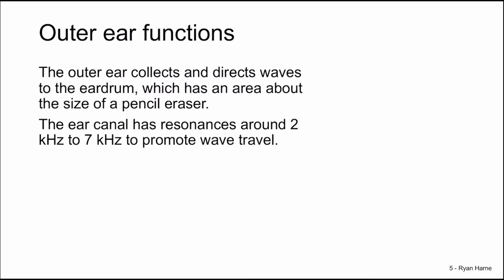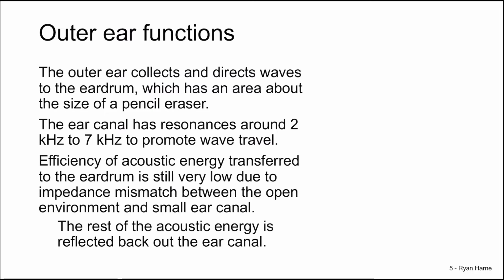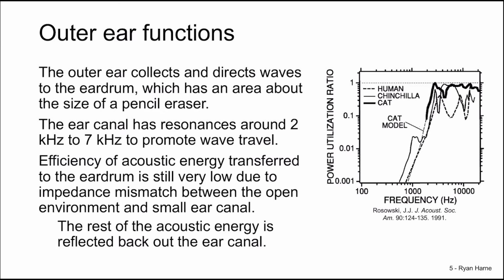The ear canal resonates as waves propagate down it, and resonances occur between about 2 kilohertz and 7 kilohertz, or 2,000 cycles per second and 7,000 cycles per second. The efficiency of acoustic energy transferred to the eardrum is still very low due to this impedance mismatch between the open air environment and the very tiny confined ear canal. We see this in a plot here at right, which is a ratio of incident power to acoustic power that's received at the eardrum, and it rolls off or reduces logarithmically below about 2 kilohertz or 3 kilohertz. But there are some peaks locally between about 2 and 5 to 6 kilohertz due to the resonances of the eardrum.